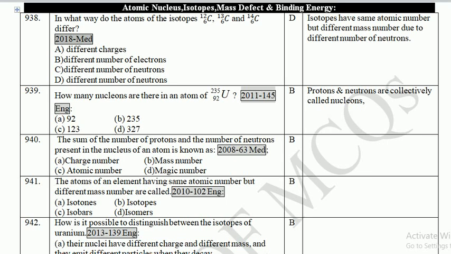Now let's solve ETA past papers one by one. Now MCQ number one: in what way do the atoms of isotopes C-12 (6), C-13 (6) and C-14 (6) differ?